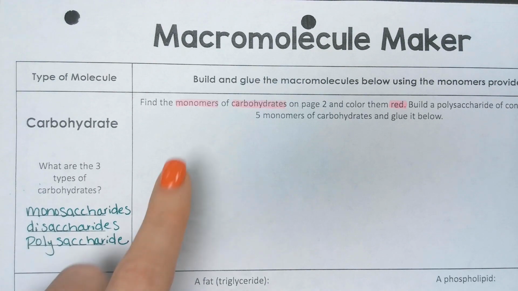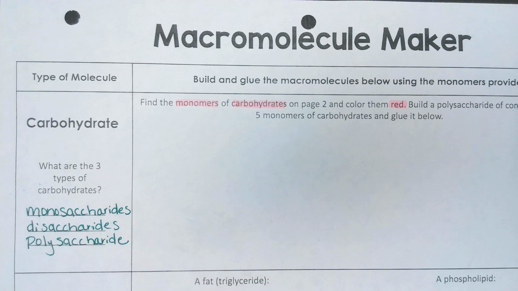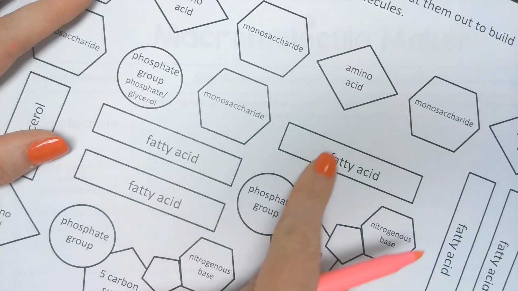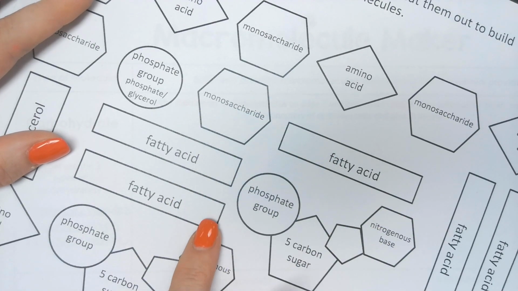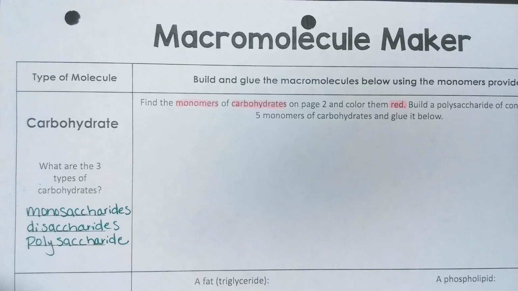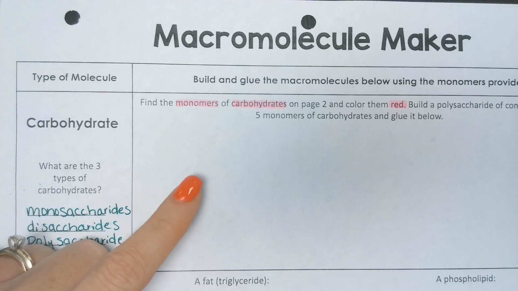And so in our instructions, it says find the monomers of carbohydrates on page 2. So if you're doing the paper copy, this is page 2. Of course, if you're doing the digital version of this activity, it's a drag and drop, and you're going to build these digitally. So you might just want to watch the video and then head over and do the digital activity, or you can do it along with us.